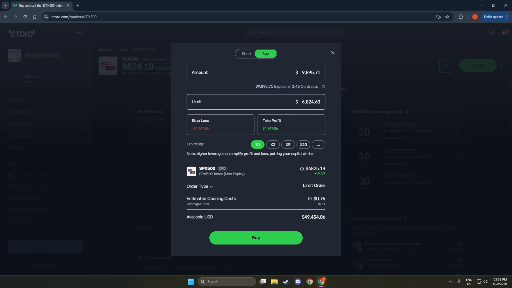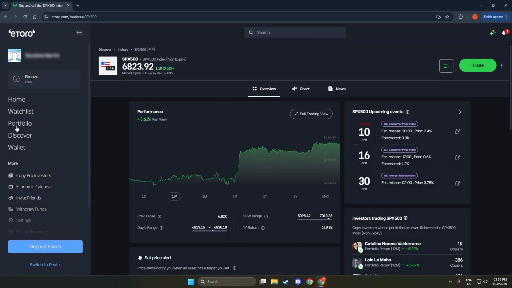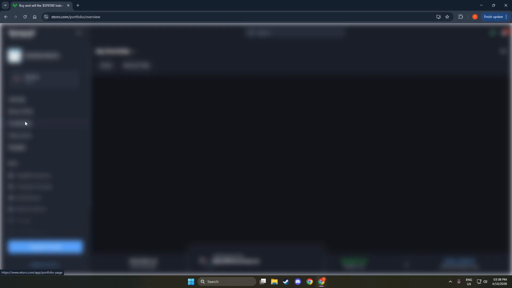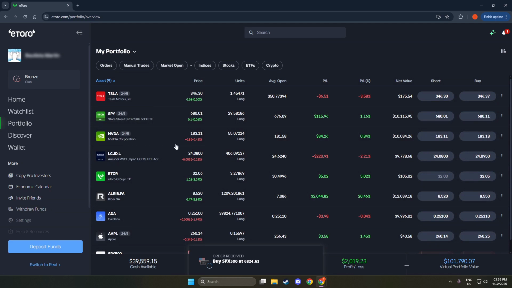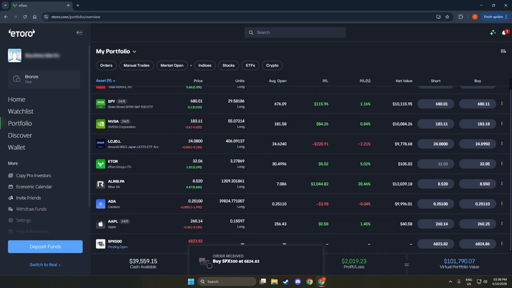When everything looks correct, order type set to limit, your chosen limit price entered, and the amount confirmed, click Set Order, or Open Trade. Your limit order is now placed. It won't execute immediately unless the current price already meets your limit. Instead, it will sit pending and automatically fill if and when the market hits your price, or better. If the price never reaches your level, the order simply remains pending without filling.